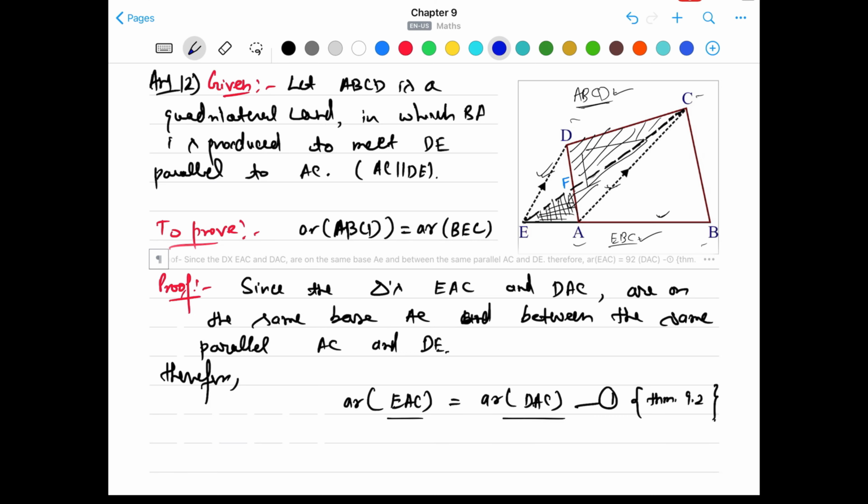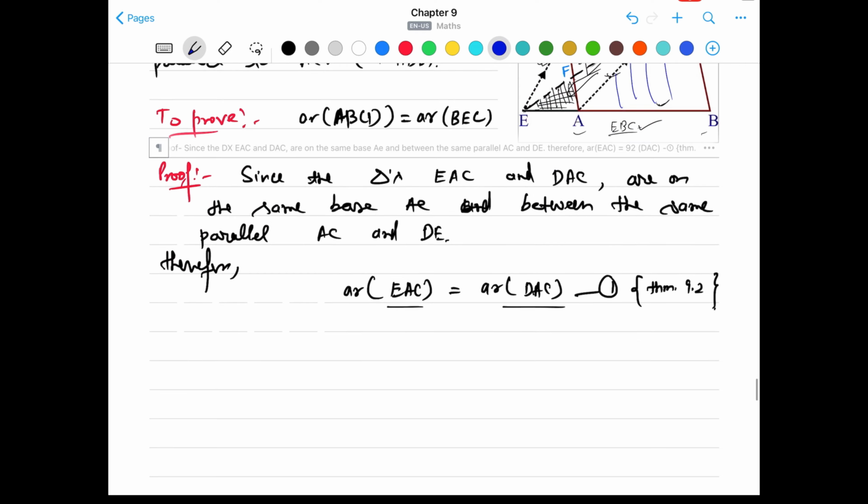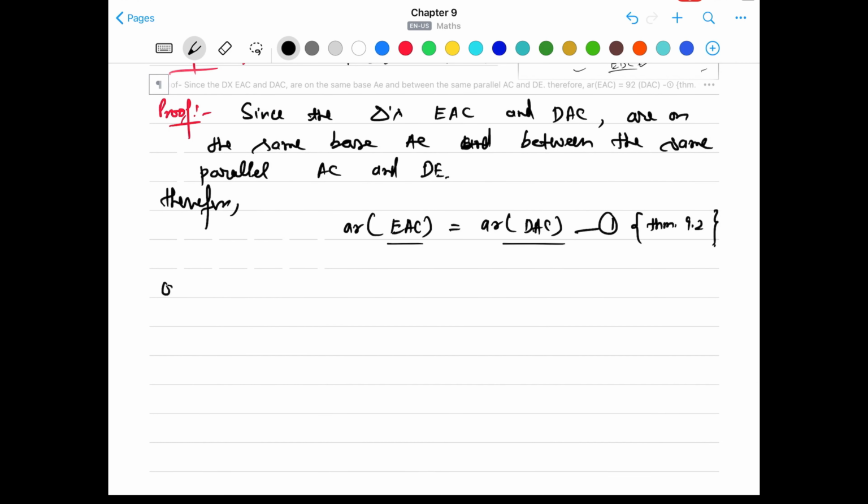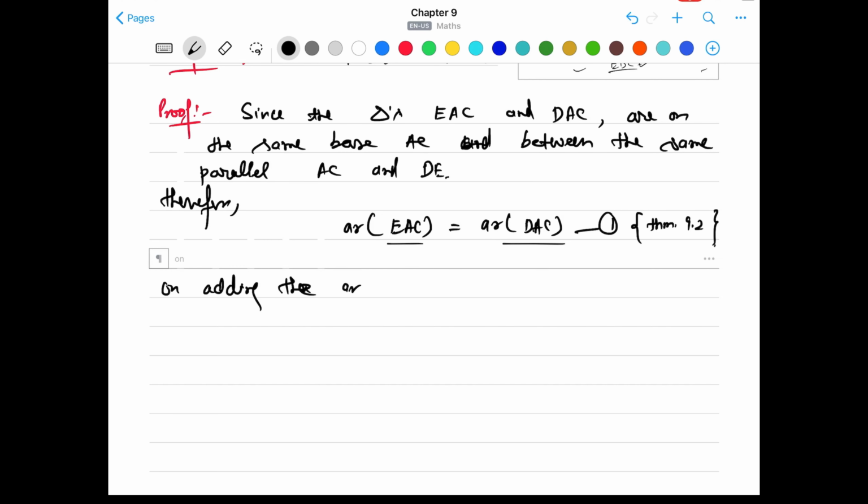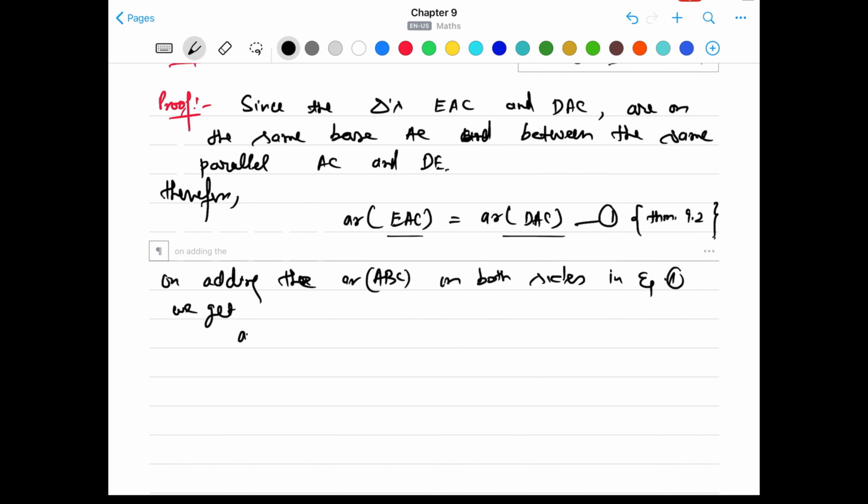Now in this, what we're going to do is add the area of the triangle ABC. So we'll write, on adding the area of triangle ABC on both sides in equation 1, we get, on the left hand side, area of triangle EAC plus the area of ABC, and on the right hand side, area of triangle DAC plus the area of the triangle ABC.